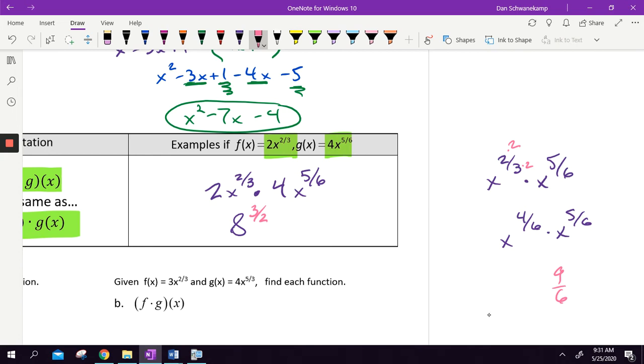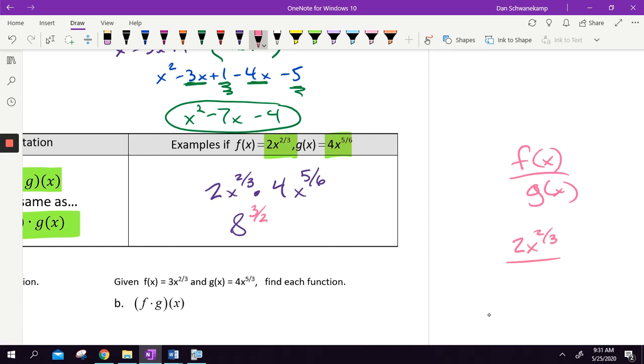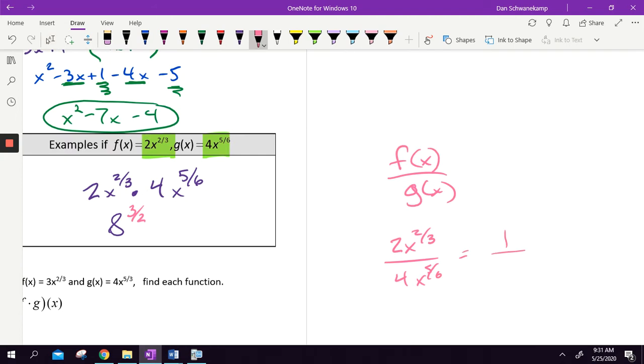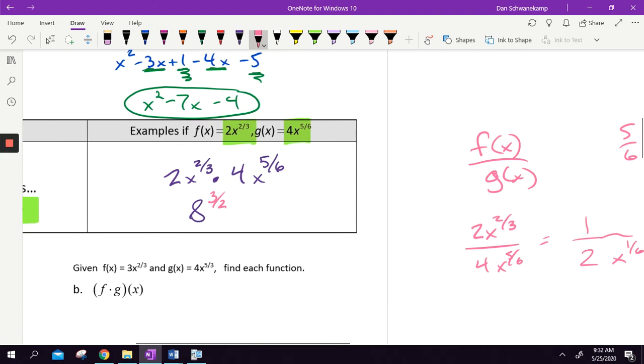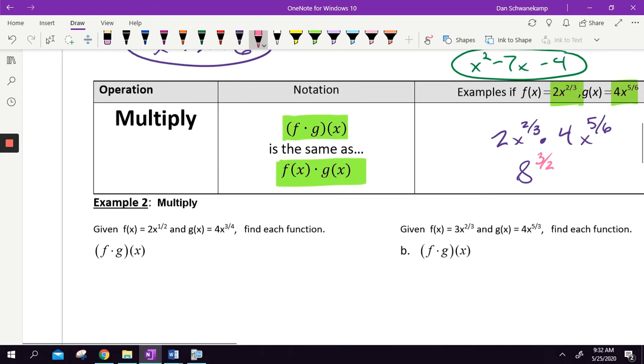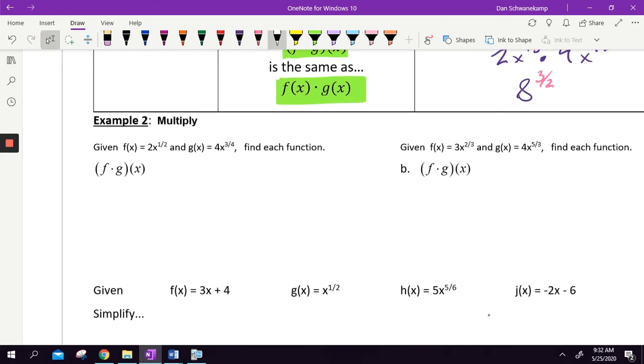I didn't put a divide, but I could easily put a divide here. If I said f(x) divided by g(x), that would just be 2x^(2/3) divided by 4x^(5/6). 2 divided by 4 would be 1/2. I would have to subtract my exponents. 5/6 is bigger than 2/3, so that would go on bottom. I would take 5/6 minus 4/6. It would get me 1/6 on bottom. So I could divide as well. I'm not quite sure why I didn't put those in my notes.